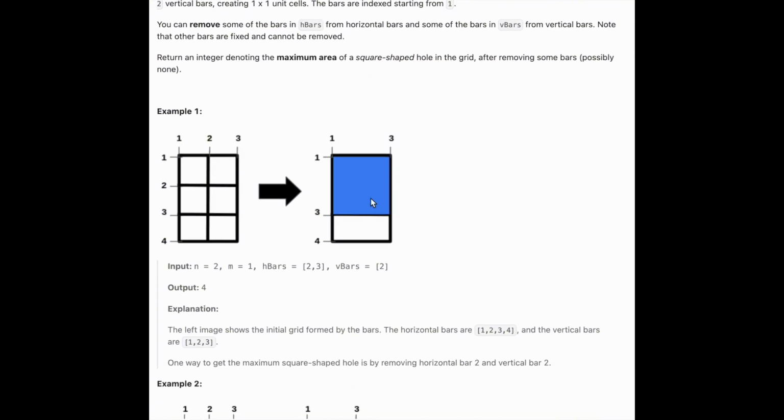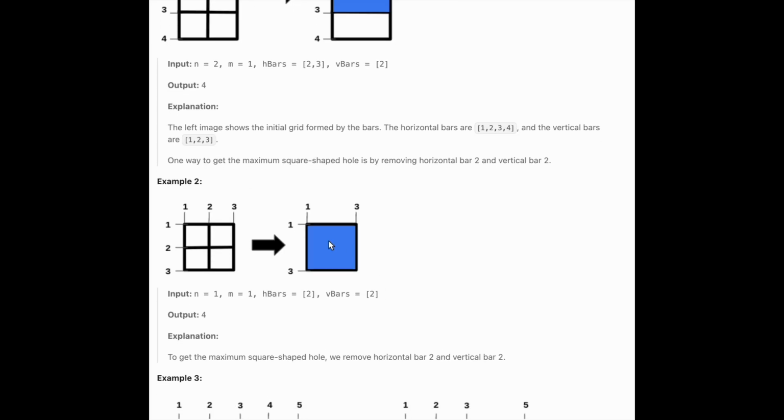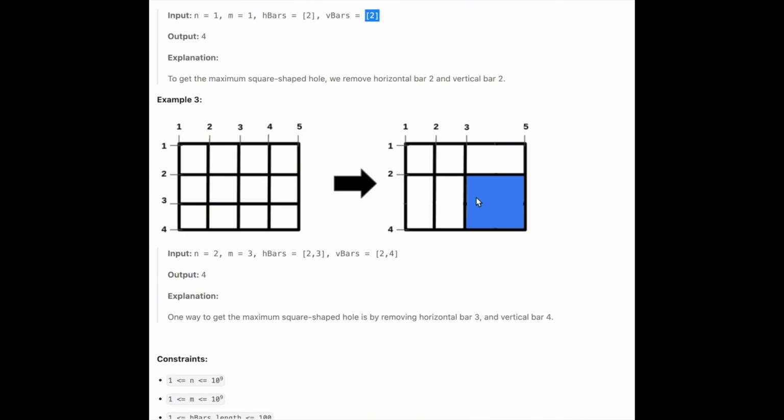If we look at this example, the max would be an area of 4 because we can remove this bar and this bar. In this example, the area will also be 4 because we can remove this bar and this bar, horizontal at 2, vertical at 2. In this example, the area is also 4 because we can remove this bar and this bar. So the area will also be 4.